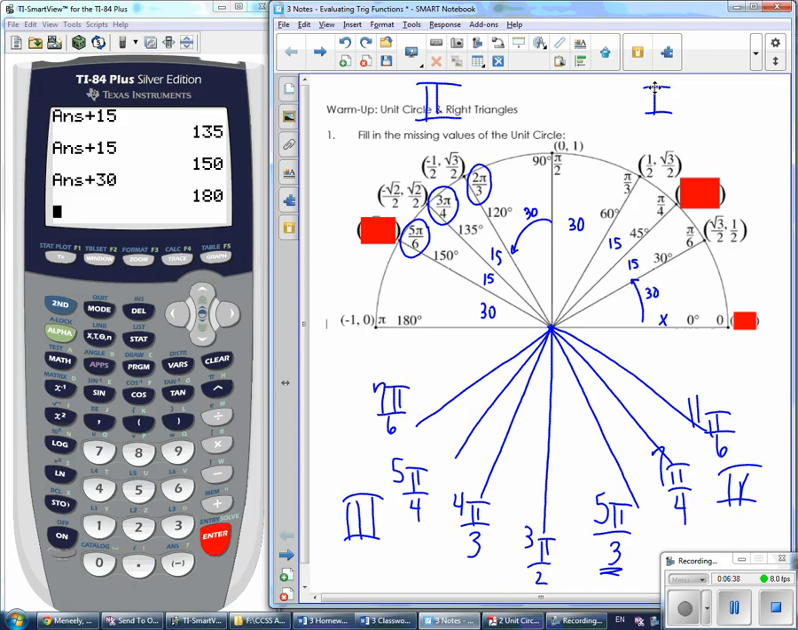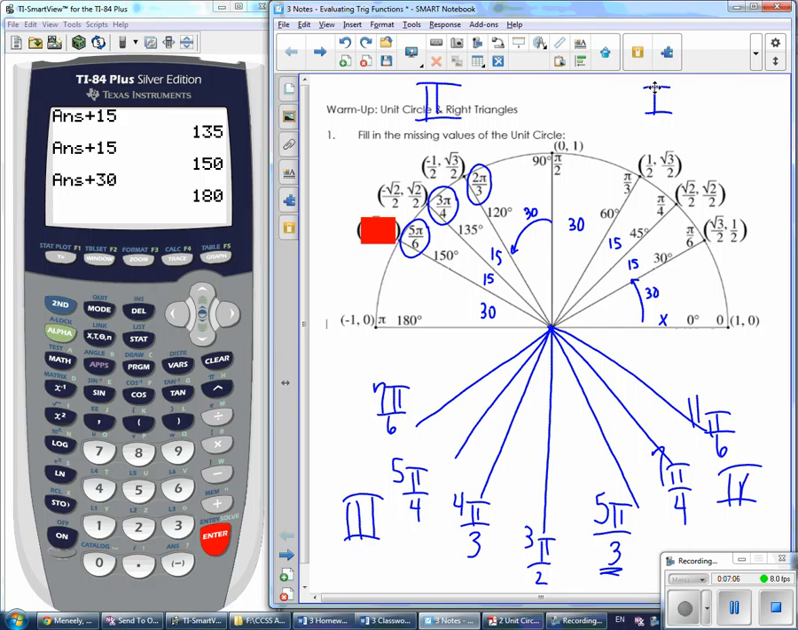So the ones that are obvious are going to be obviously the ones on the axes themselves. So like at 0 degrees, we know that that's going to correspond to 1, 0. Anything that's pi over 4 is your 45-degree angles, and those are always going to be your square root of 2 over 2. And square root of 2 over 2 always goes along with square root of 2 over 2. So you're always going to put the square roots of 2 over 2 together. The other pairs, the 1/2 and the square root of 3 over 2, always go together as well.